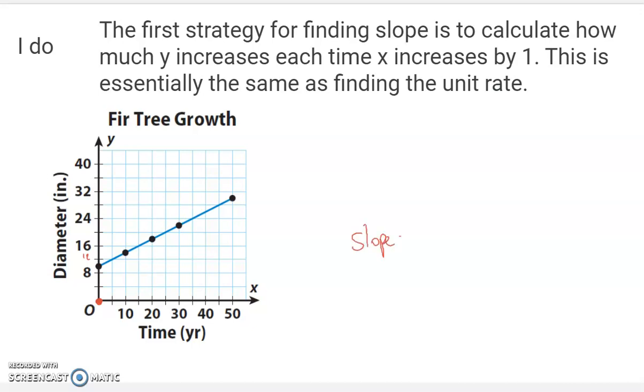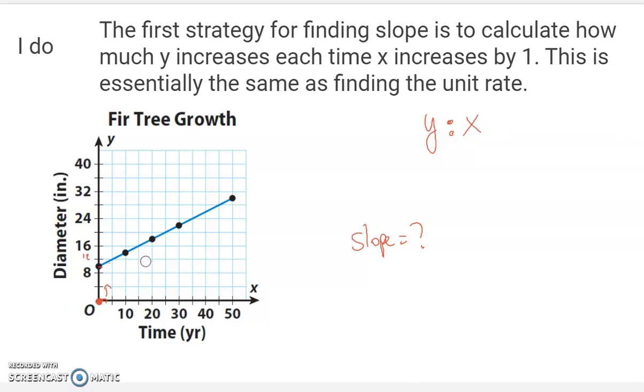What's the slope? It is how much does y increase each time x increases by 1? What's the unit rate? When we go 1 year, how much does the tree grow? 1 year grows how much? That's what we want to figure out.